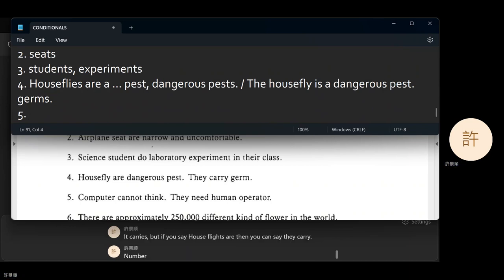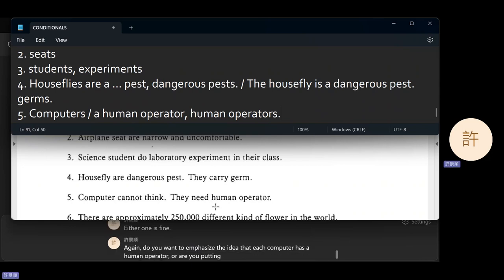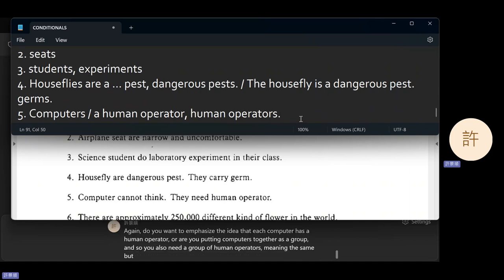Number five: computers cannot think. They need, you can say, a human operator, or you can say they need human operators. Either one is fine. Again, do you want to emphasize the idea that each computer has a human operator? Or are you putting computers together as a group, and so you also need a group of human operators? The meaning is the same, but the emphasis is different.